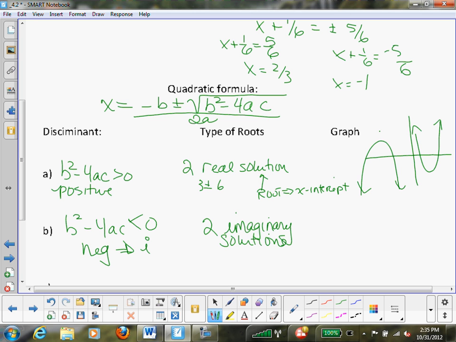Can you graph imaginary solutions? Do we have any places where the graph will cross the x-axis? If we don't have any real solutions, we can't graph these solutions, the graph isn't going to cross the x-axis ever, right? And so what we have is a parabola that is totally above, right? Or totally below.